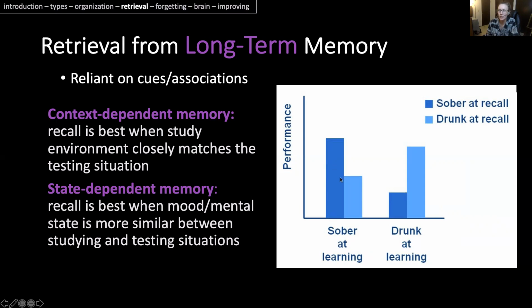Individuals, again, who were sober when they studied and sober when they were tested did better, as did people who were drunk when they studied, but also drunk when they tested. Coffee works like this too. You don't need to study drunk. Just match your state when you're studying with the state when you're testing. So, memory trick.